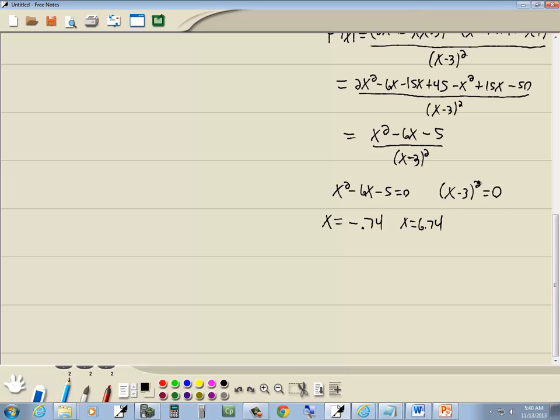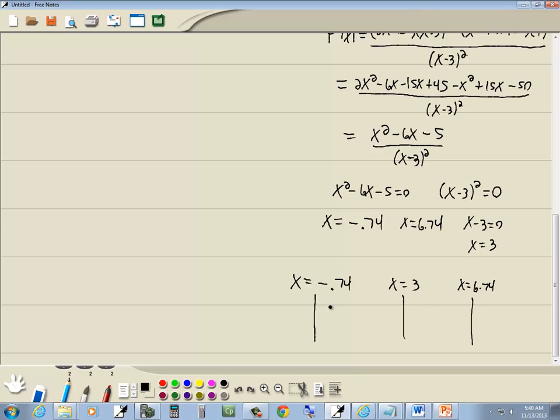Now in this one, if you got a parentheses to a power equal to 0, you can drop the power and set what's inside the parentheses equal to 0, which then gives us x equals 3. Okay. So we got x is equal to negative 0.74. We got x is equal to 3, and x is equal to 6.74.